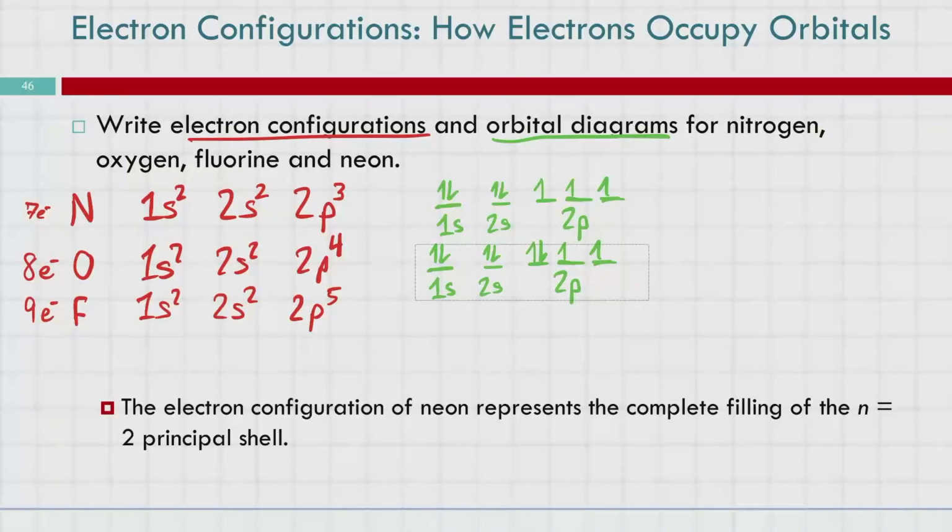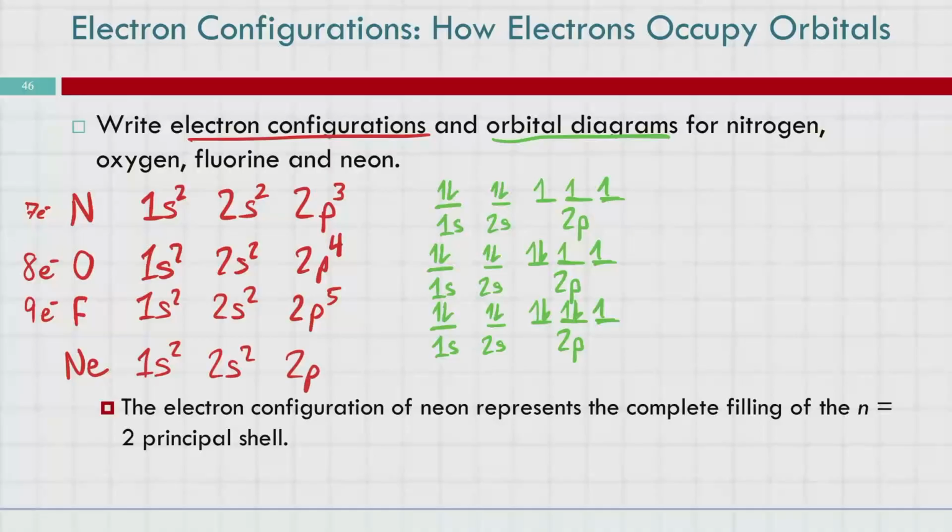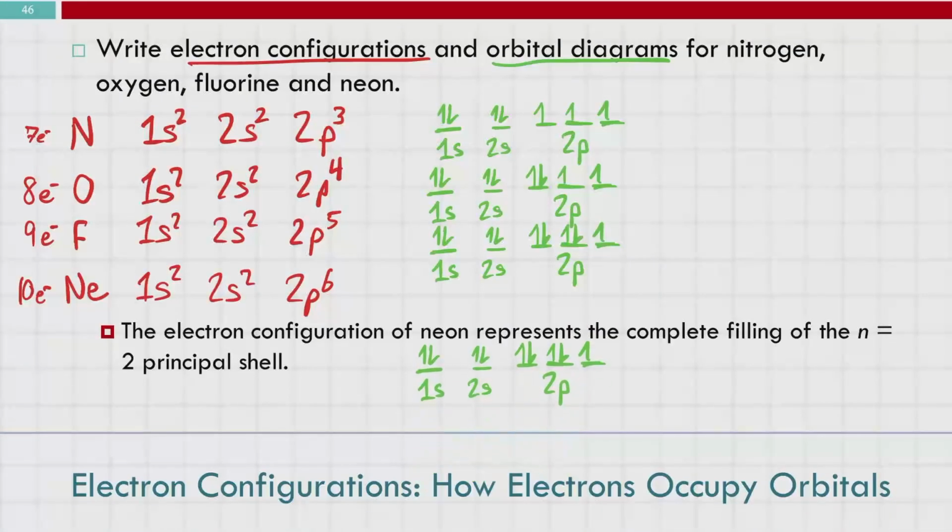And in our orbital diagram, we would just be adding another down arrow. And then neon would look like this. This is going to be the full n equals 2 principal shell, because it's at the end of the periodic table. So all of those are going to be our completely full versions.